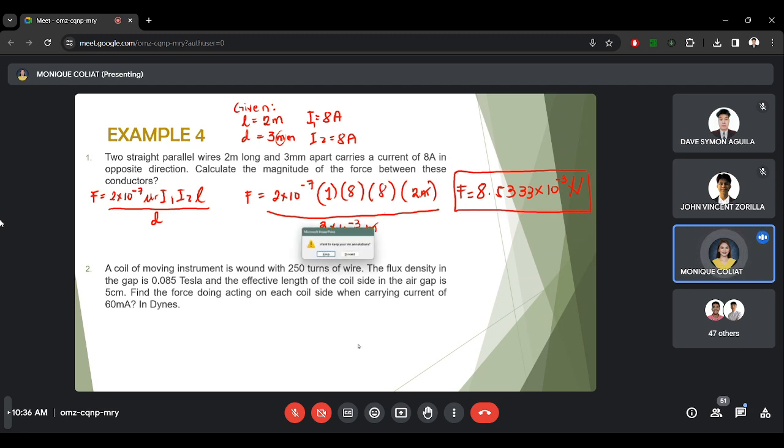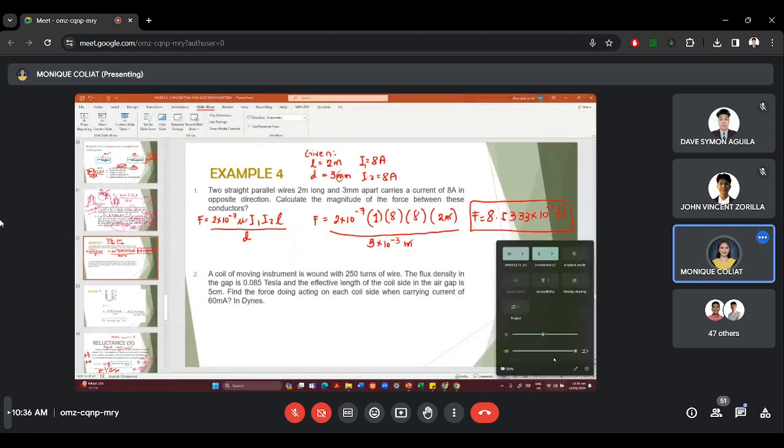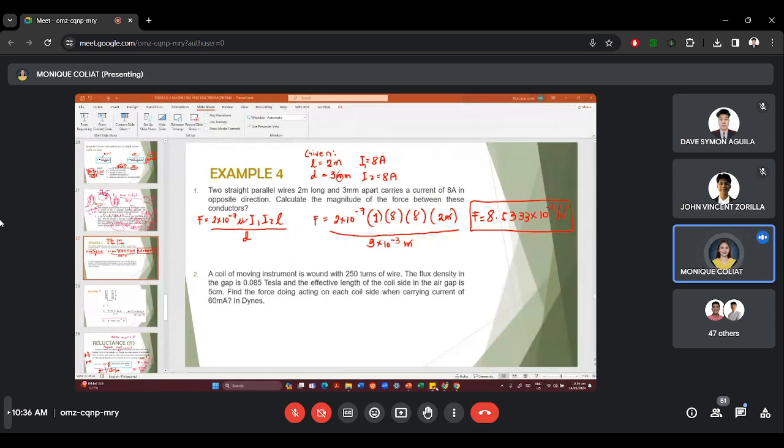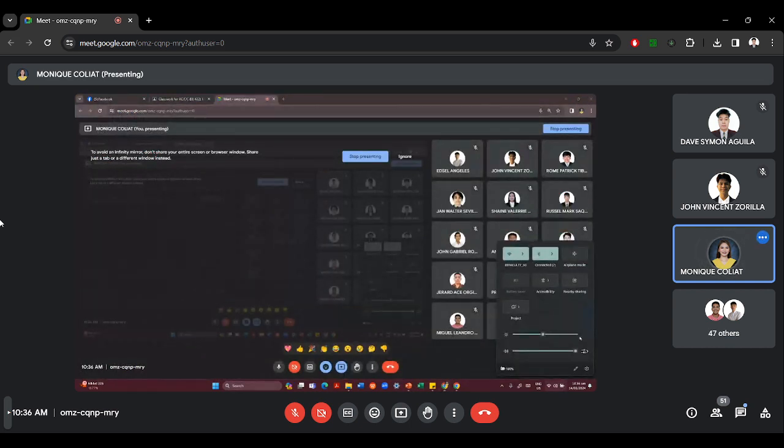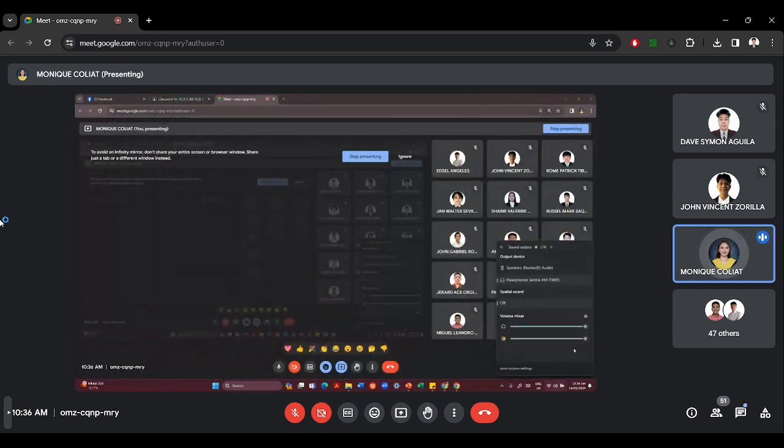Wait lang ha, lalaksan ko lang ang aking sounds at wala akong marinig. Aba, ay malakas pa pala eh. Gayon. Hindi na ng aking naririnig.